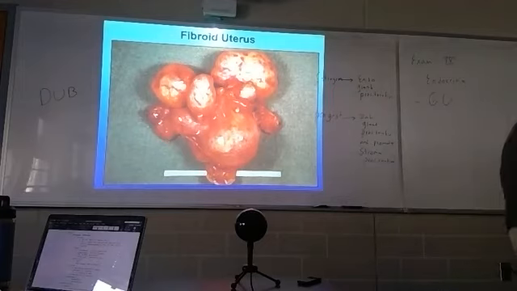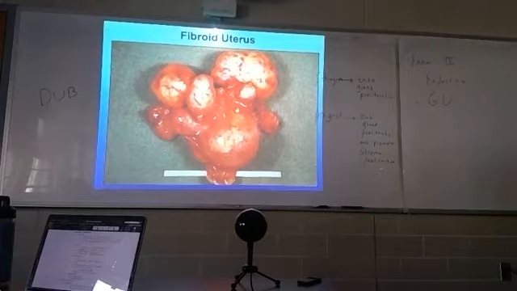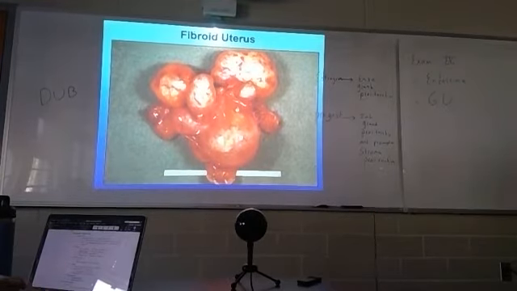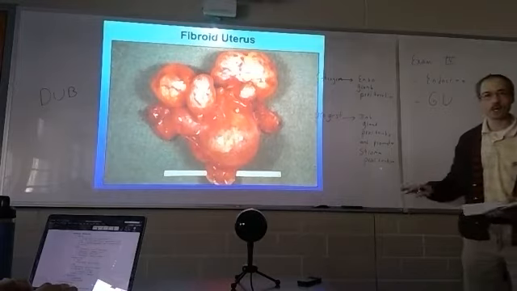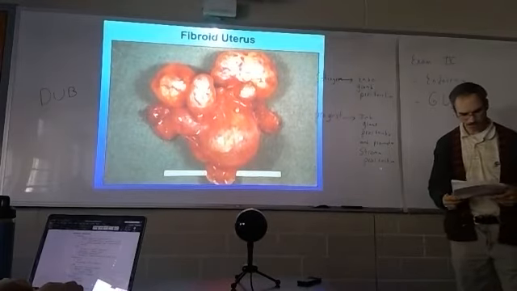And then we have what we call submucosal leiomyomas. These are leiomyomas that grow just underneath the endometrium. The endometrium is considered the mucosa of the uterus. So submucosal leiomyomas grow right under the endometrium.